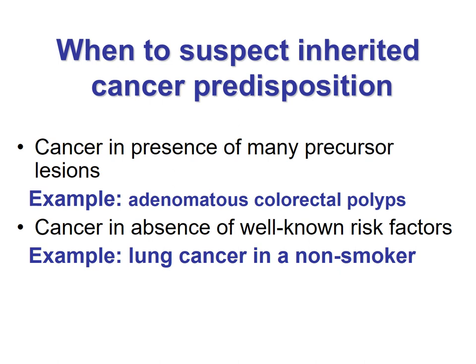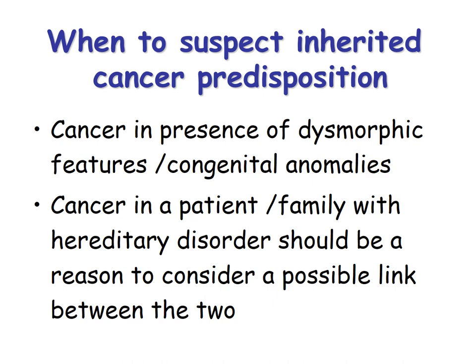And here the role of genetic analysis is also very prominent when cancer is in presence of many precursor lesions. For example, adenomatous colorectal polyps. This is a benign condition, but when a person is already having the polyps, then the chances of developing into carcinoma are high. Next is cancer in absence of well-known risk. If a person develops lung cancer without any history of tobacco smoke exposure, even if the person is not a passive smoker, then this also indicates inherited cancer predisposition. This was the point I just said, genetic analysis. Next, dysmorphic features and congenital anomalies. For example, Down syndrome cases are known to have a little higher risk of developing a type of acute leukemia.